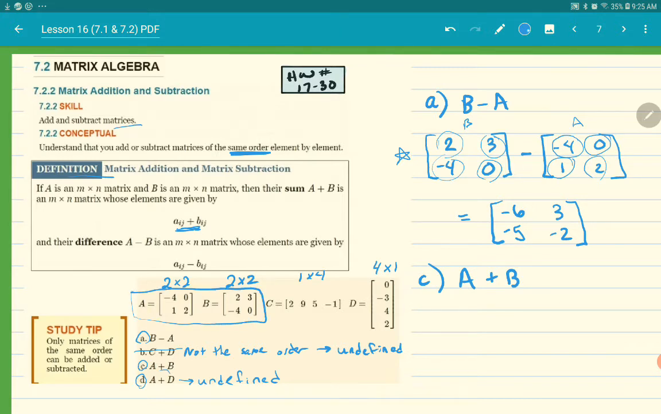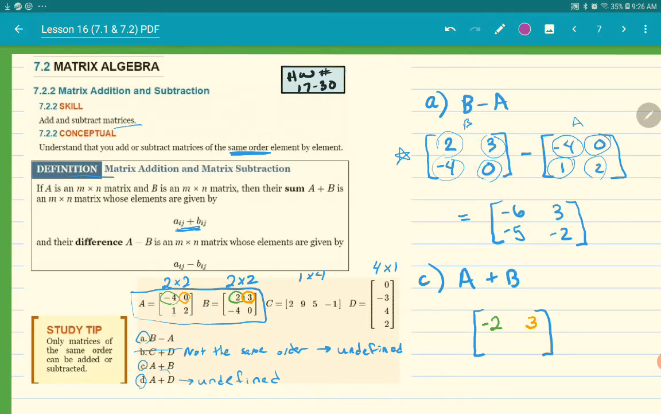I'll color code it. So let's do my matrix first. So I know it's going to be a 2 by 2. I add the same sizes, and I end up with the same size. And let's see. So I have row 1, column 1 added to row 1, column 1. So -4 plus 2 gives me a -2. And then row 1, column 2, that's 0 plus 3. So that's going to give me a 3.